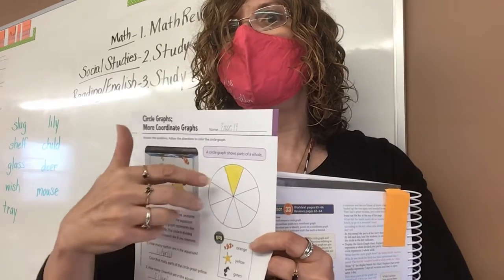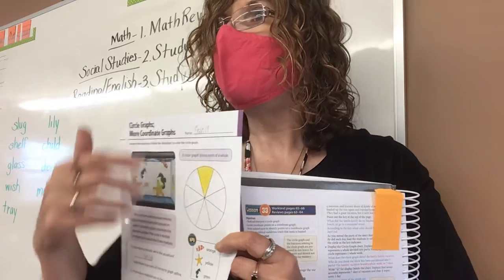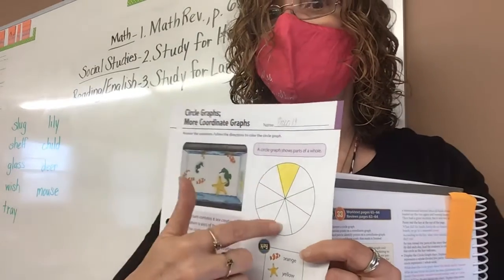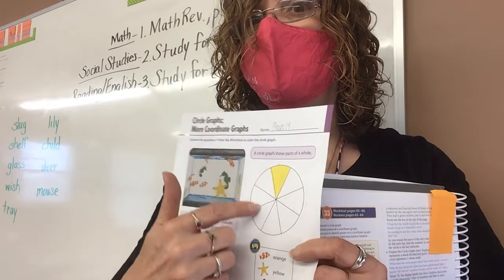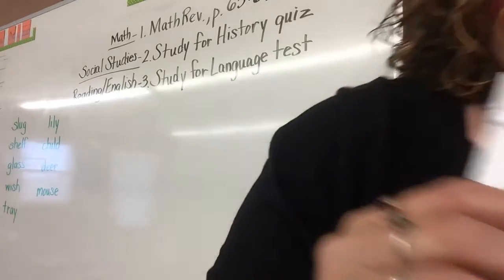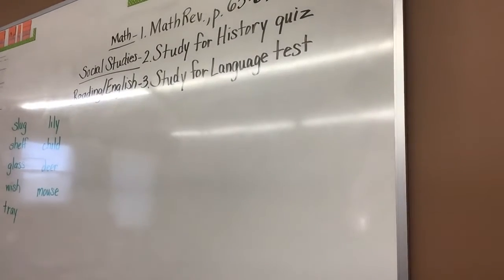You can't color 2 over here and 3 over there. They have to be together, okay? So all the orange ones need to be together. So I don't care if you start here and color 5, or start here and color 5 this way. But they have to be together. You cannot split them up.